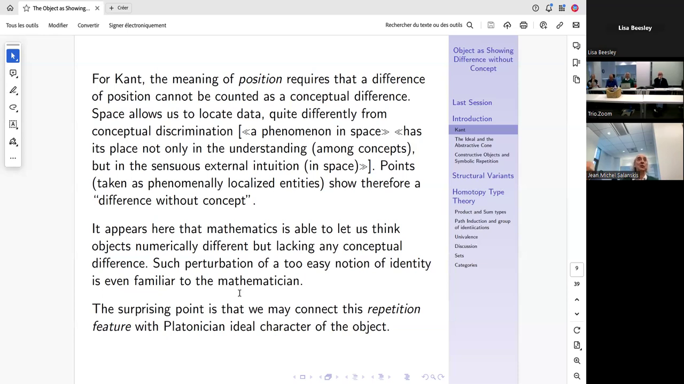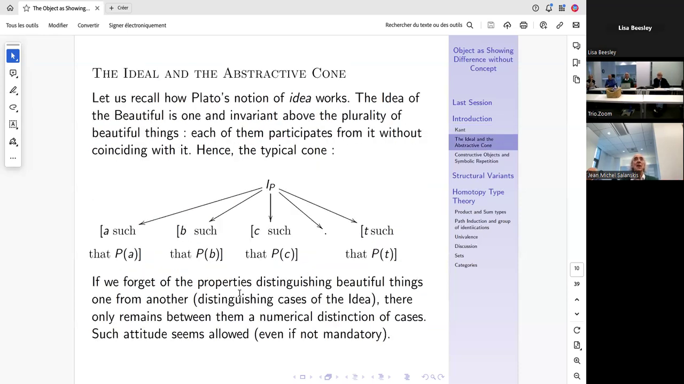I think mathematics perturbs our too easy notion of identity, which means that we have a lot of ways in which mathematical objects are able to be numerically different, but lacking any conceptual difference. And my point is that this possibility of having difference without concepts is linked with the Platonic ideal character of the object. So here I am telling you again the story of Plato's notion of idea.